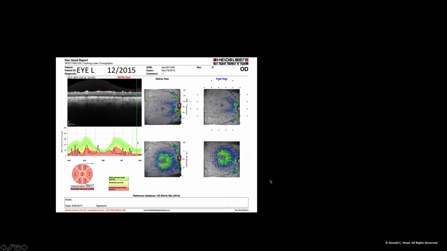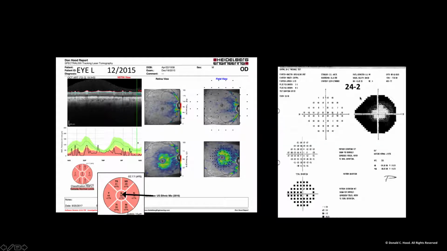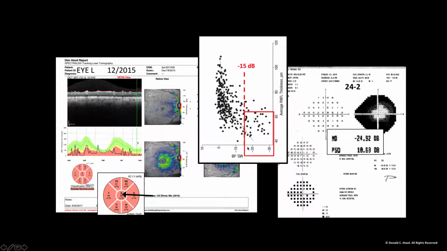All right, so here's an example. Here's an eye with a global thickness of 32 microns. Visual field mean deviation almost minus 25. So on this kind of a plot, it would be way down here someplace. So minus 25 and about 32. But notice there's preserved vision here.